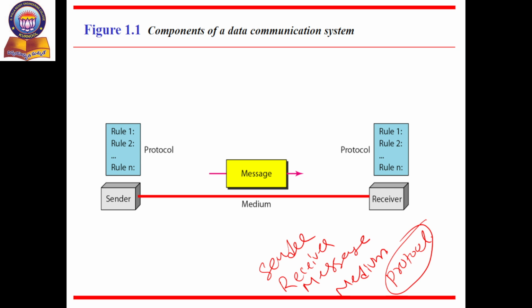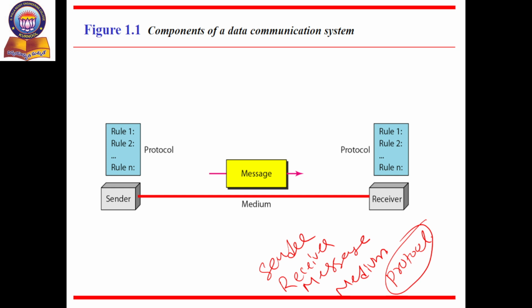This protocol is very important here. We need to follow the protocol when we are going to make some communication, or when we are going to establish the communication. So coming to this one, we talk about all these 5 components which help to form a data communication system.